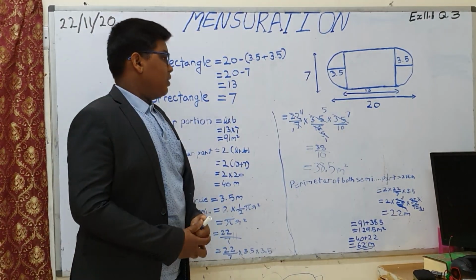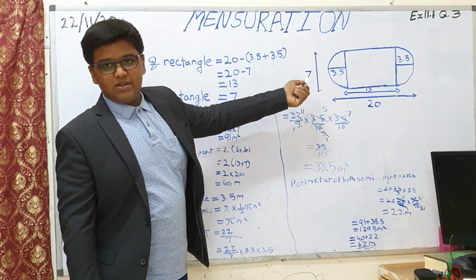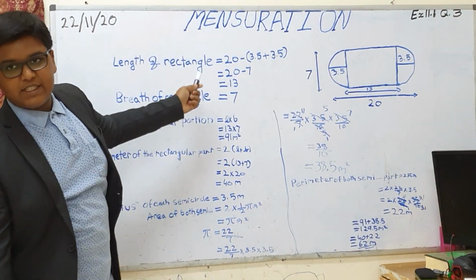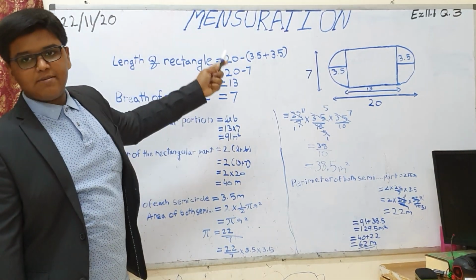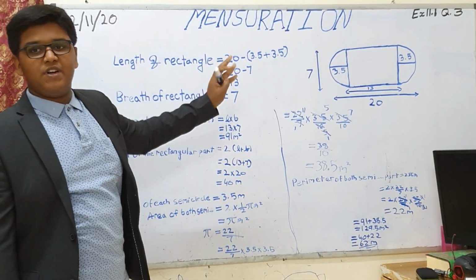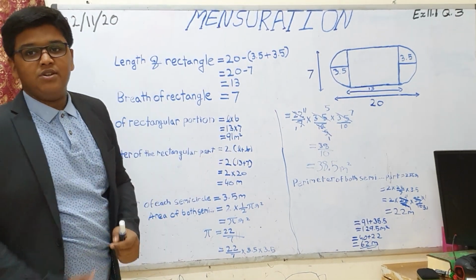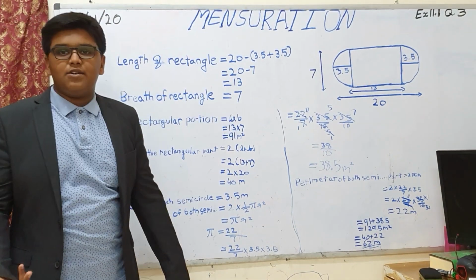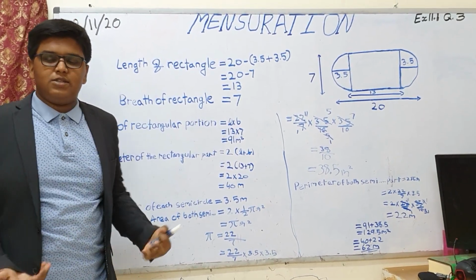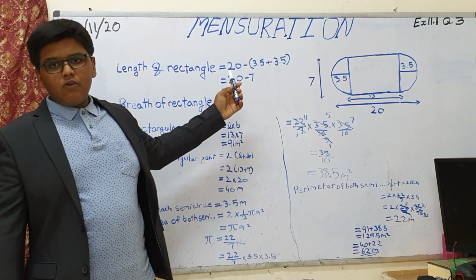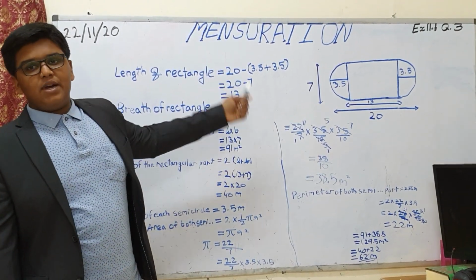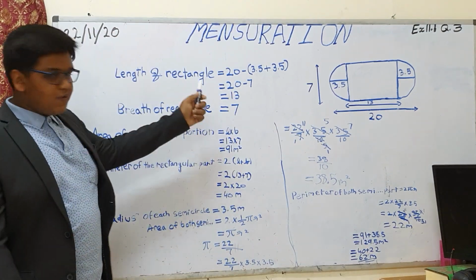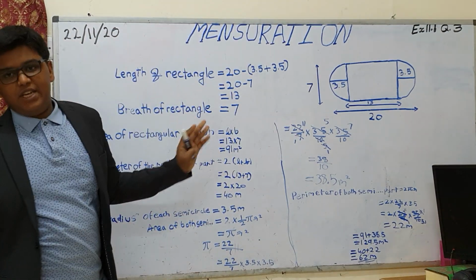So, the 7 is the breadth, but we have to find the length first. So what we did is, length of the rectangle: we did 20 minus (3.5 plus 3.5) as per the question. Then we have to solve the bracket before subtracting. So what we did is 20 minus 7, because 3.5 plus 3.5 is equal to 7. So 20 minus 7 is equal to 13.